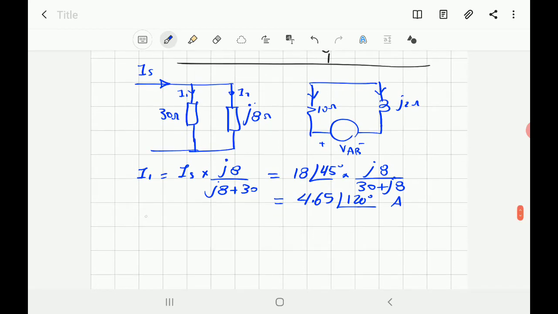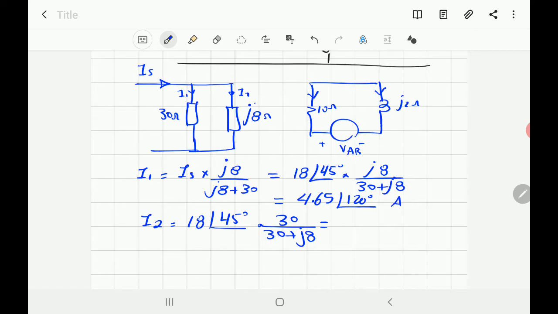So that's I1. I2 will be similar. It will be equal to IS, which is 18 on angle 45 degree, times, for I2, the opposite impedance, which is 30 ohm, divided by the total, 30 plus J8.